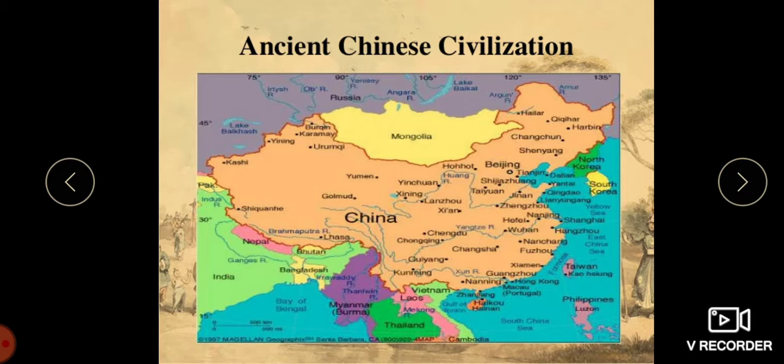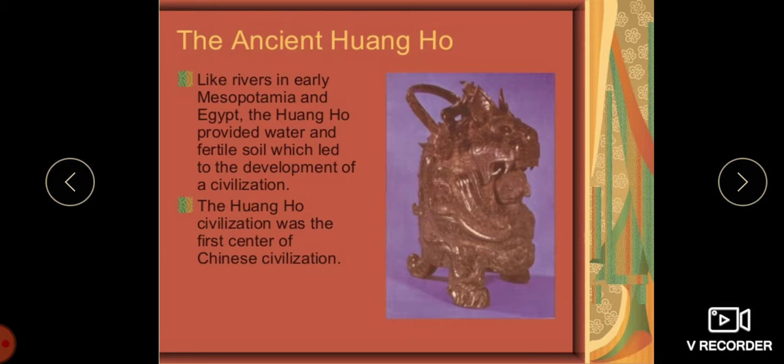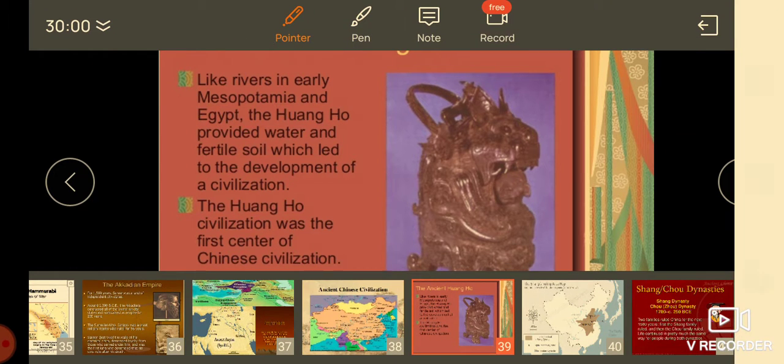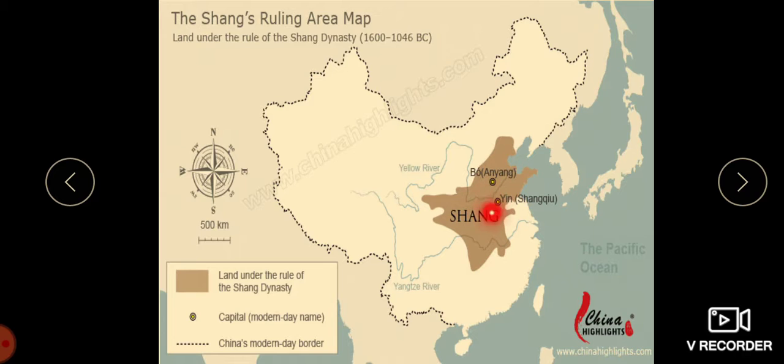According to the archaeological sources, the first dynasty which ruled here was the Shang dynasty. This is the Shang dynasty, children, which ruled over the Chinese civilization. It ruled in the period between the 18th century BCE and the 12th century BCE.